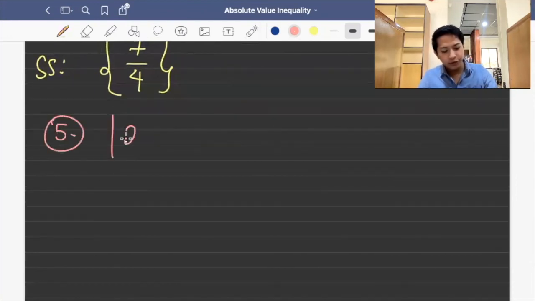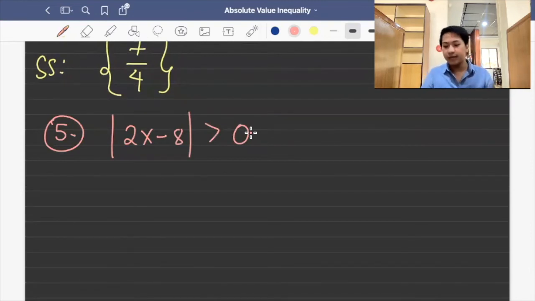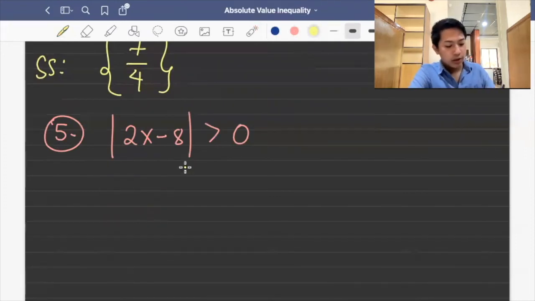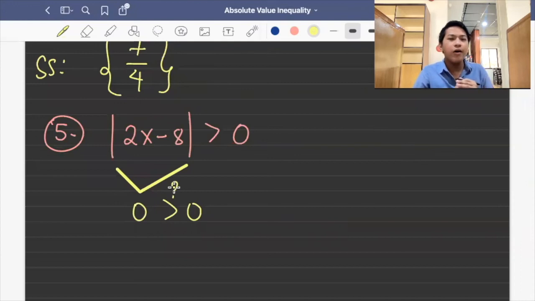We have the absolute value of 2x minus 8 is greater than 0. Again, 2x minus 8 is greater than 0. All right, we know that our absolute value, again, is non-negative, either positive or zero. In this case, class, we have a false statement if the entire absolute value is zero. Because if this is zero, zero is greater than zero. Is that true? So in this case, all real numbers are okay for our solution set, except for this number that will make our absolute value equal to zero. So in this case, we're going to find that number in order for us to exclude that particular number from our solution set.